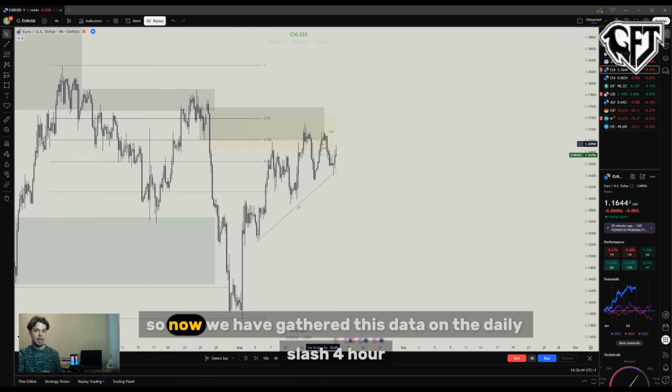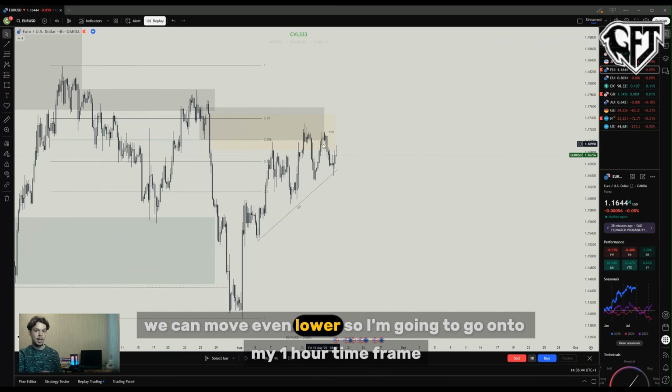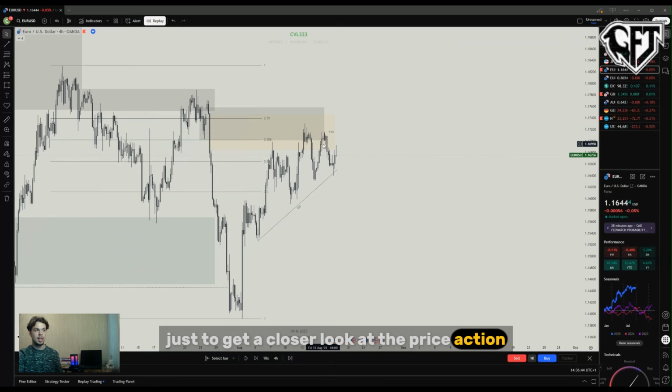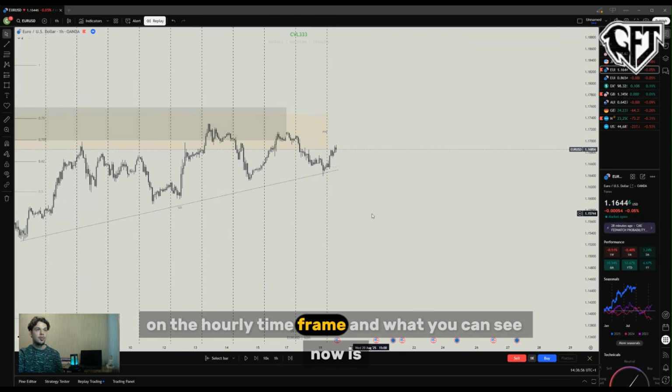So now we have gathered this data on the daily and 4 hour, we can move even lower. I'm going to go into my 1 hour time frame just to get a closer look at the price action and to see where we are currently positioned on the hourly time frame.